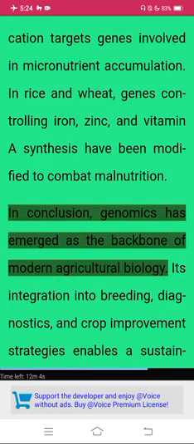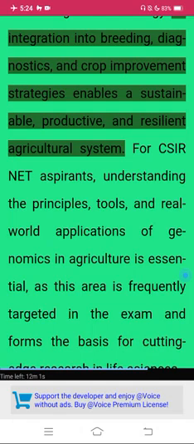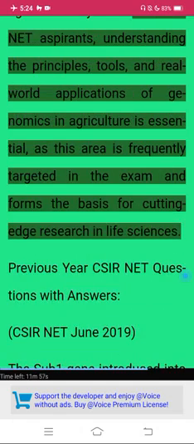In conclusion, genomics has emerged as the backbone of modern agricultural biology. Its integration into breeding, diagnostics, and crop improvement strategies enables a sustainable, productive, and resilient agricultural system. For CSIR NET aspirants, understanding the principles, tools, and real-world applications of genomics in agriculture is essential, as this area is frequently targeted in the exam and forms the basis for cutting-edge research in life sciences.